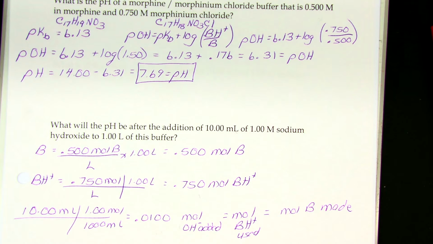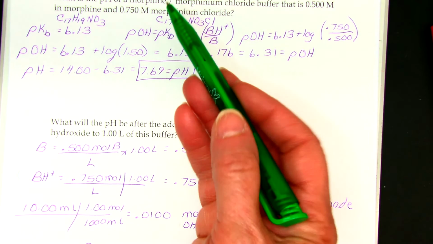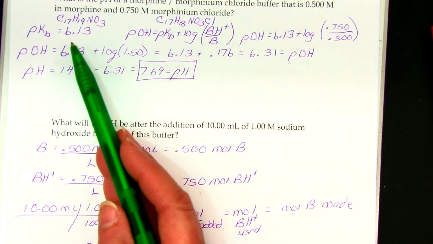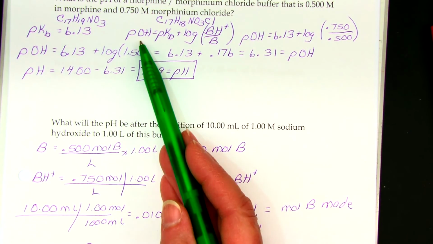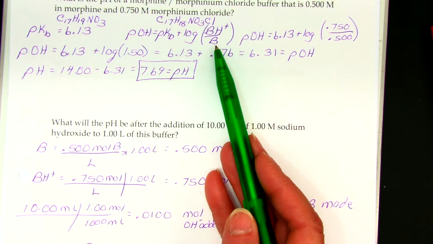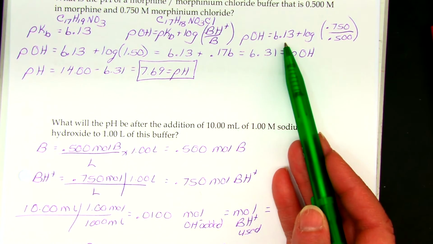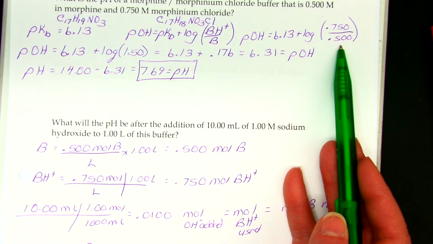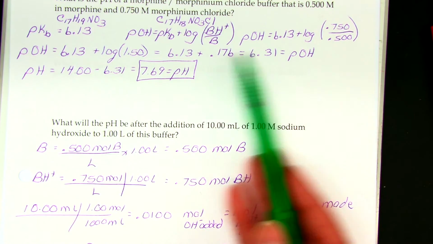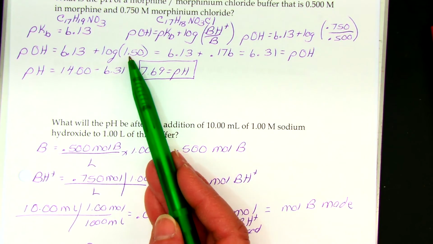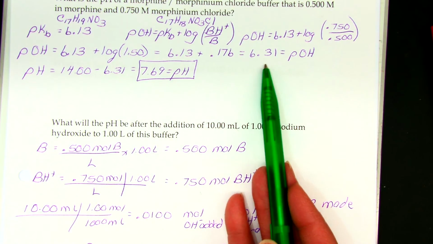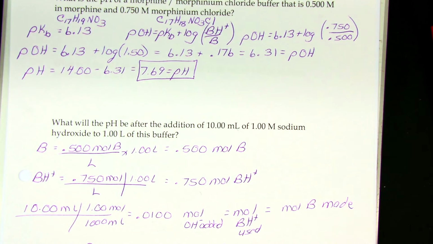So if we look at what we have in here, I decided we've got the morphine, morphinium chloride. So these are the formulas for morphine and morphinium chloride. We know the pKb for morphine. So the pOH is pKb plus the log of BH+ over B. So that's 6.13 plus the log of the salt concentration, 0.750 molar, divided by the base, 0.5. So when we divide, we get 1.50. So the pOH is 6.13 plus 0.176, which is 6.31. The pH is 7.69. So we've figured out the pH of our basic buffer.